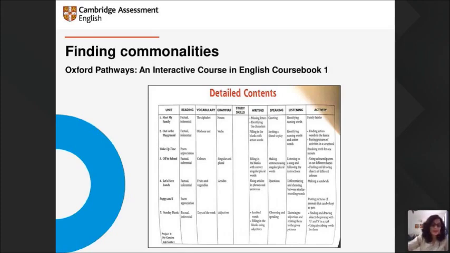Then you have greetings in speaking, you have listening to adjectives and relating them to given pictures, then you have identifying and naming words in listening, and all of these are also the focal areas of the YLE Starters exam. So this is your first step. This is how you locate and map the commonalities. So the first step is locating and mapping the commonalities, right?